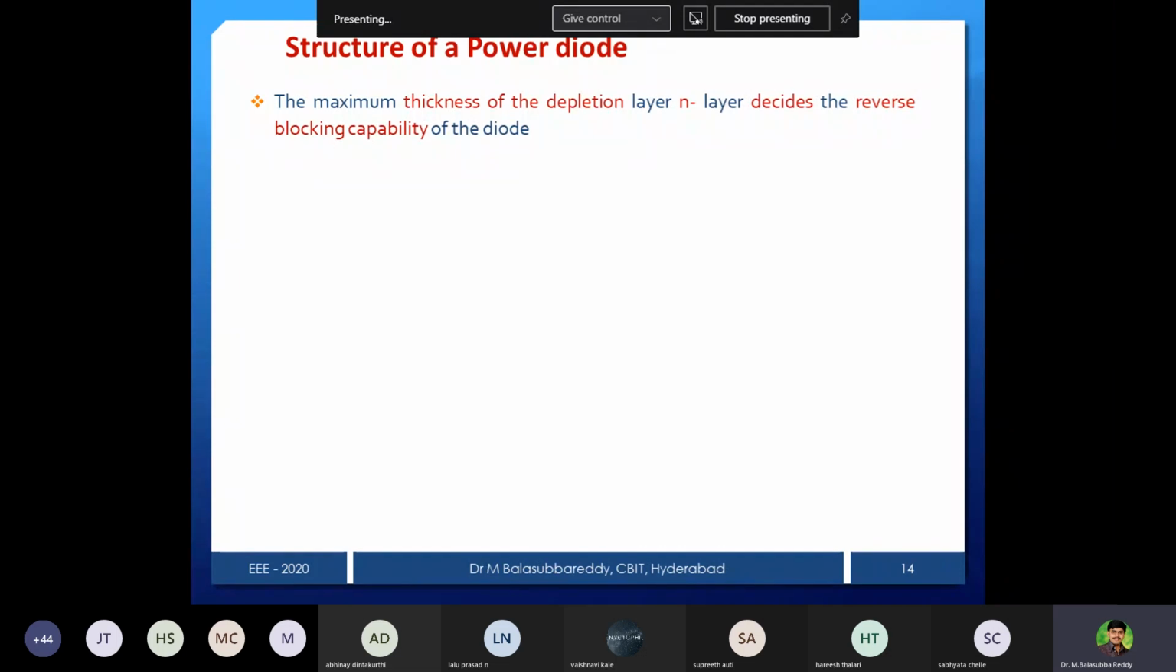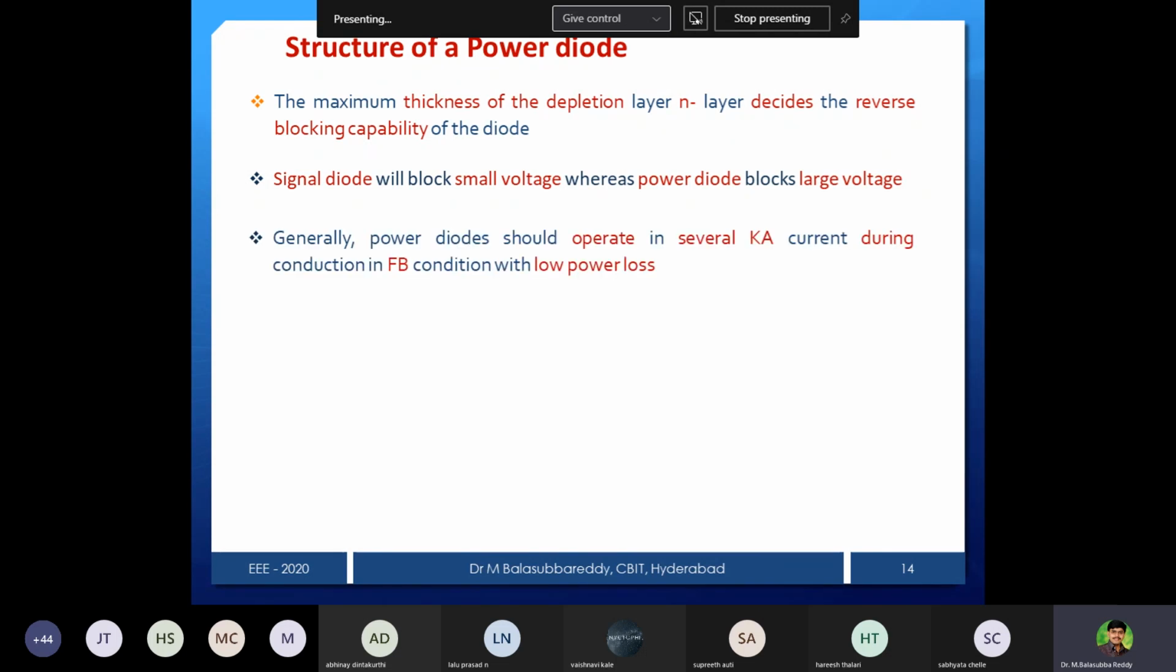So if the thickness is more, obviously the reverse blocking capability of the device or diode will be more. The signal diode, that means the normal diode, will block small voltage, whereas the power diode will block large voltage because of the additional intentional N minus 1 drift region. A power diode should operate at several kiloamperes. You can see the comparison also.